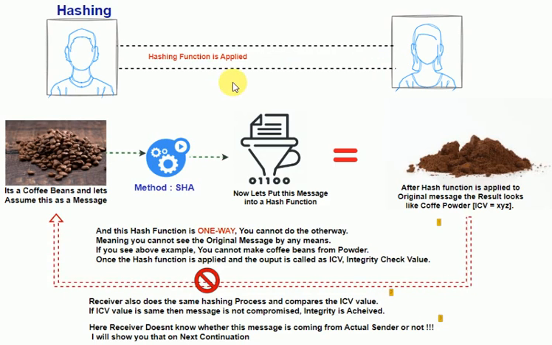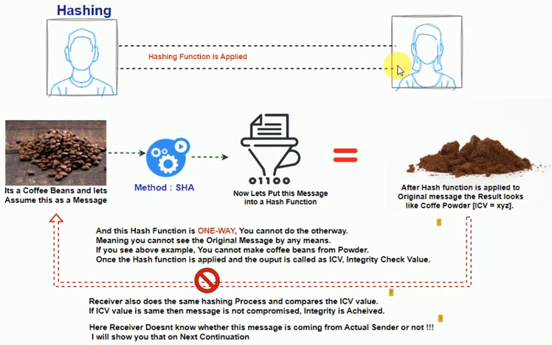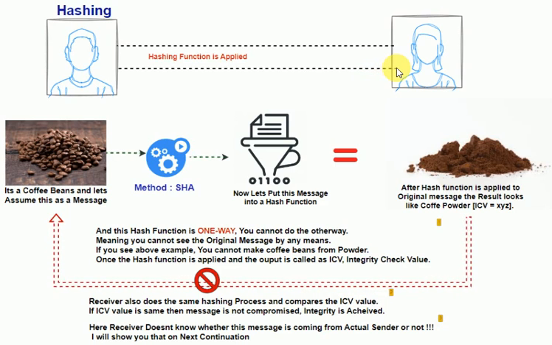What if there is a man in the middle attacker and he deliberately changed the message and sent it to the receiver? So the receiver doesn't know whether the message came from the original or the genuine sender. So that is a problem. How to overcome it, I'll tell you later. But first, understand how hashing works, and we'll see how to overcome the issues with hashing.